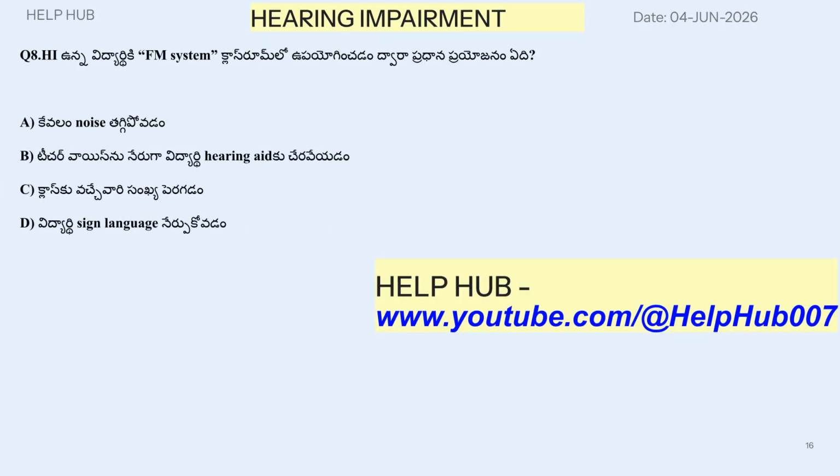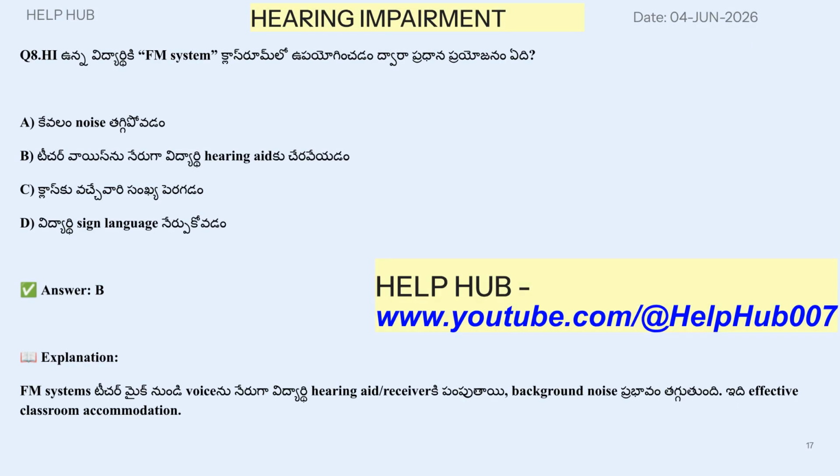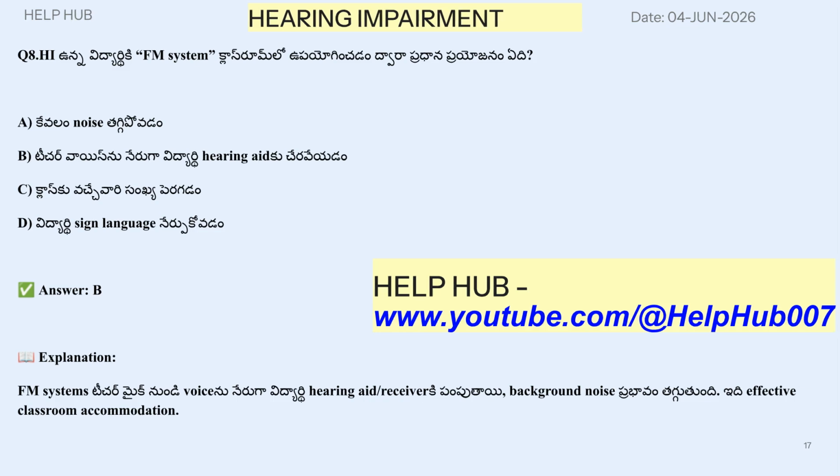Moving to question 8. What is the main advantage of using an FM system in the classroom for a student with hearing impairment? The main benefit is B, direct transmission of the teacher's voice to the student's hearing aid. FM systems send the teacher's voice directly, minimizing background noise and providing effective classroom accommodation.